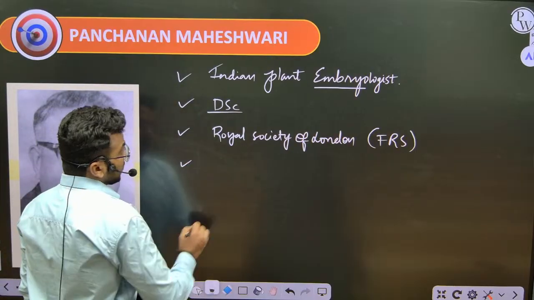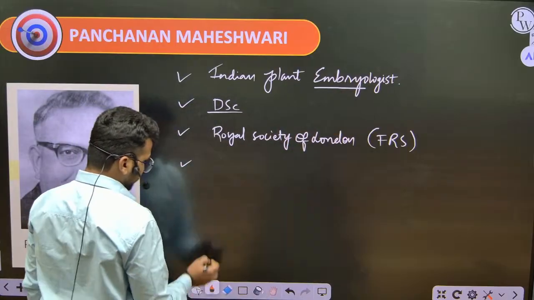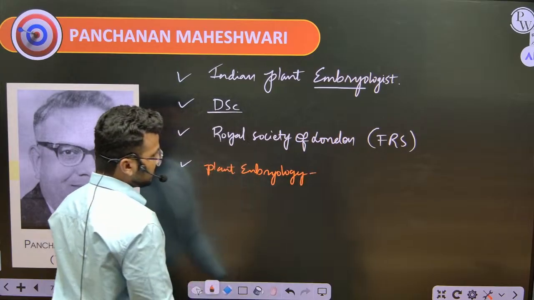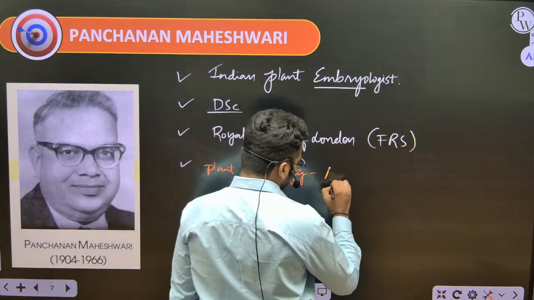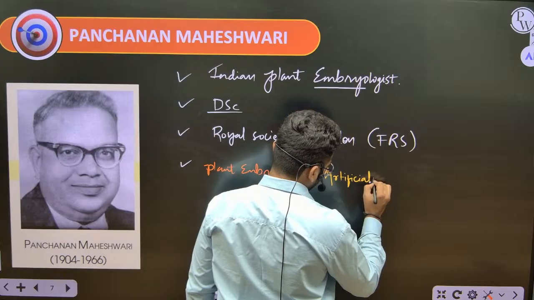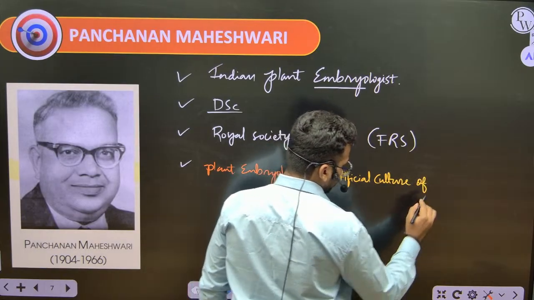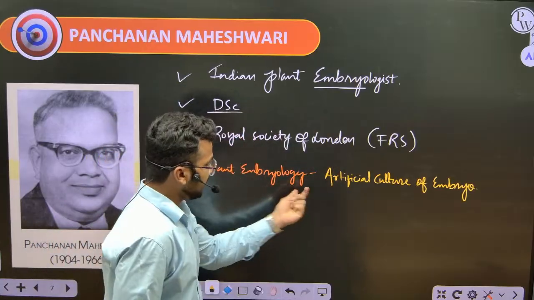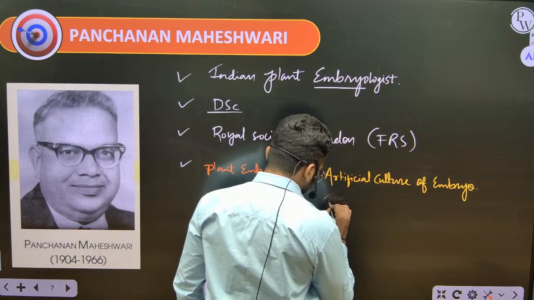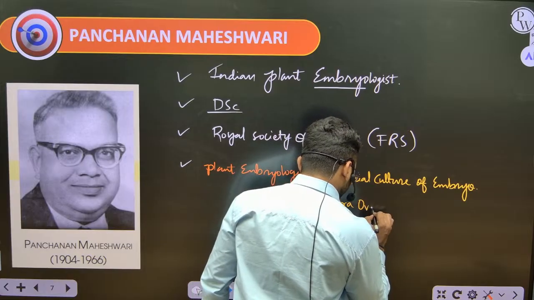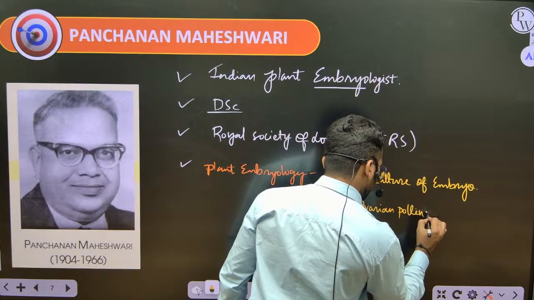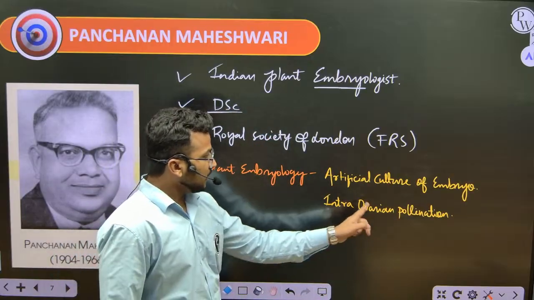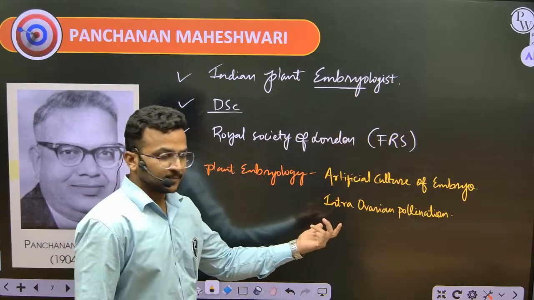And when it comes to plant embryology, what contributions did he make? One is the artificial culture of embryos, meaning that in laboratory conditions he cultured the embryo. Another is intra-ovarian pollination. You might not get this line now, but we will discuss it later. So intra-ovarian pollination or fertilization was given by him.